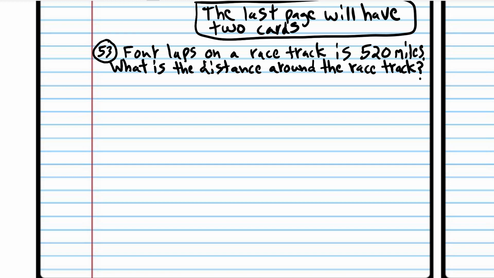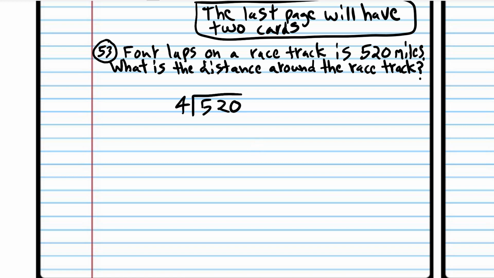So this problem is a little confusing, but yeah, you're just going to have to get used to that because, trust me, I've been teaching math for a long time, and the people that write math problems, they really like to make things ambiguous and difficult to understand, so you're going to have to get used to that. It's not fair, but you're going to have to get used to it. All right, so 520 miles is 4 laps. We want the distance for 1 lap, so we have to take 520 and divide it by 4.